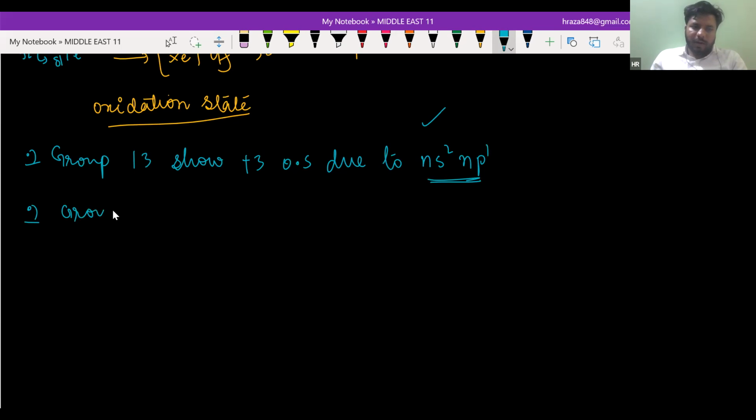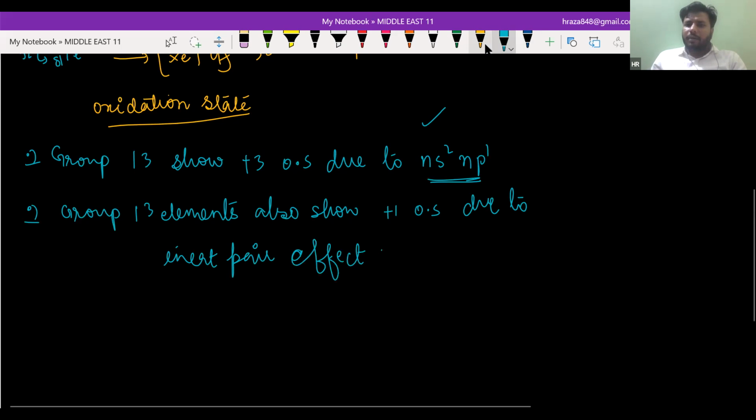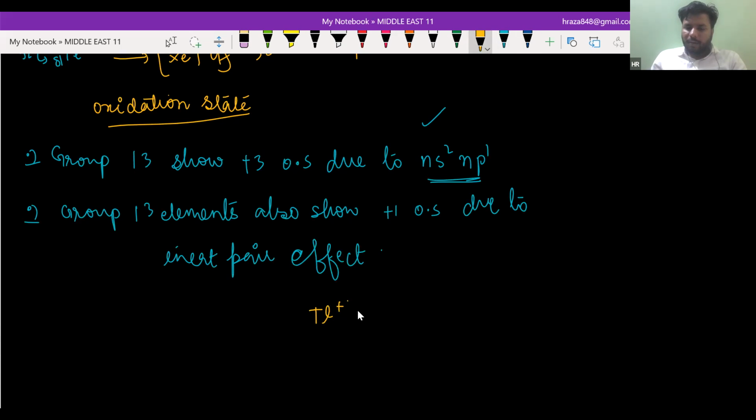Also, group 13 elements also show +1 oxidation state due to poor shielding effect or due to inert pair effect. Due to inert pair effect, that's why down the group, thallium is more stable in +1.